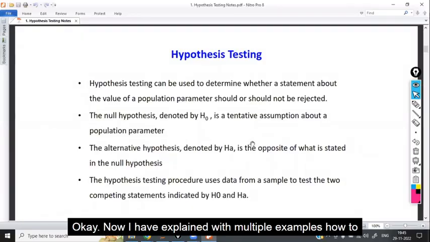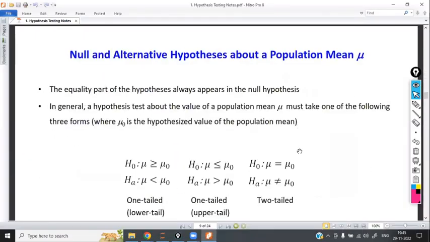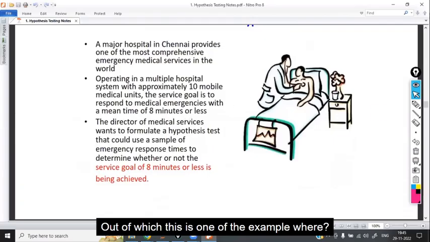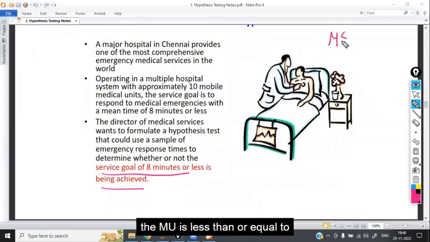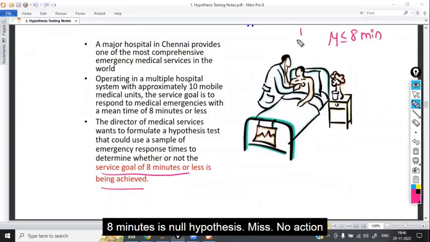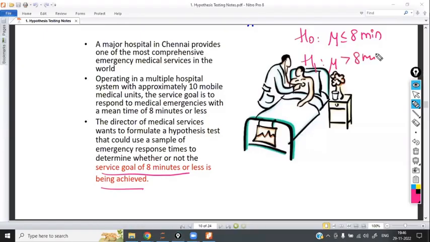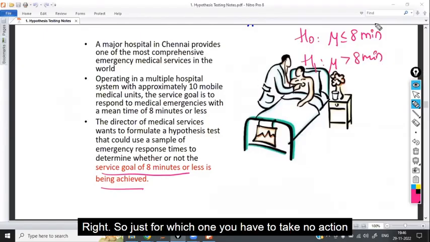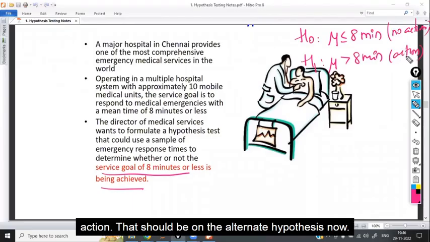I have explained with multiple examples how to formulate the null and alternate hypothesis. One of the examples is where a service goal of 8 minutes or less is being achieved or not. Now mu less than or equal to 8 minutes is the null hypothesis, meaning no action to be taken if it is achieved. If it is not achieved, you have to take action, right? So the case where you take no action goes in the null hypothesis, and the case where you take action should be in the alternate hypothesis.